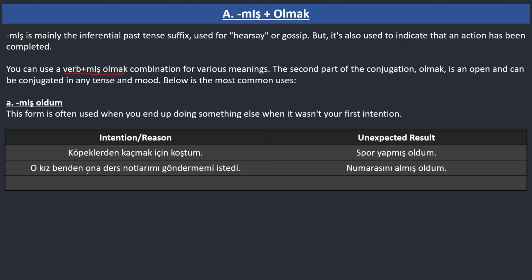So I kinda had a crush on her, but I was shy to ask for her number. But when she asked me to send the lesson notes, she gave me her number. So eventually, as a result, I ended up taking her number. It happened in an indirect way. I didn't directly ask for it. I just happened to have it. I just happened to, like, luckily take her number. Numarasını almış oldum.